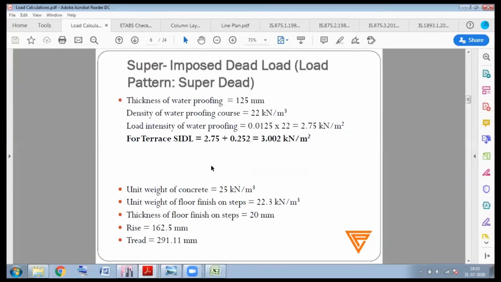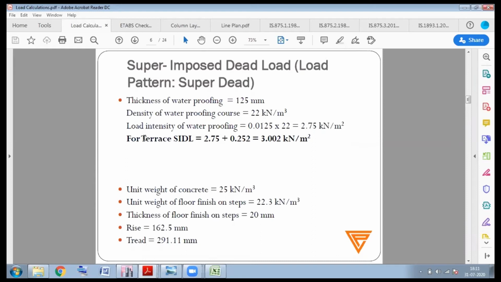And the next one is calculating the dead load for terrace, because here I'm separating the terrace from the other slabs, since on the terrace we are going with waterproofing. So here the thickness of waterproofing I consider as 125 mm, and the density of the waterproofing course is 22 kilonewton per meter cube. By using this value, we can calculate the load intensity: 125 mm converted into meter, 0.125, into 22, that is equal to 2.75 kilonewton per meter square.